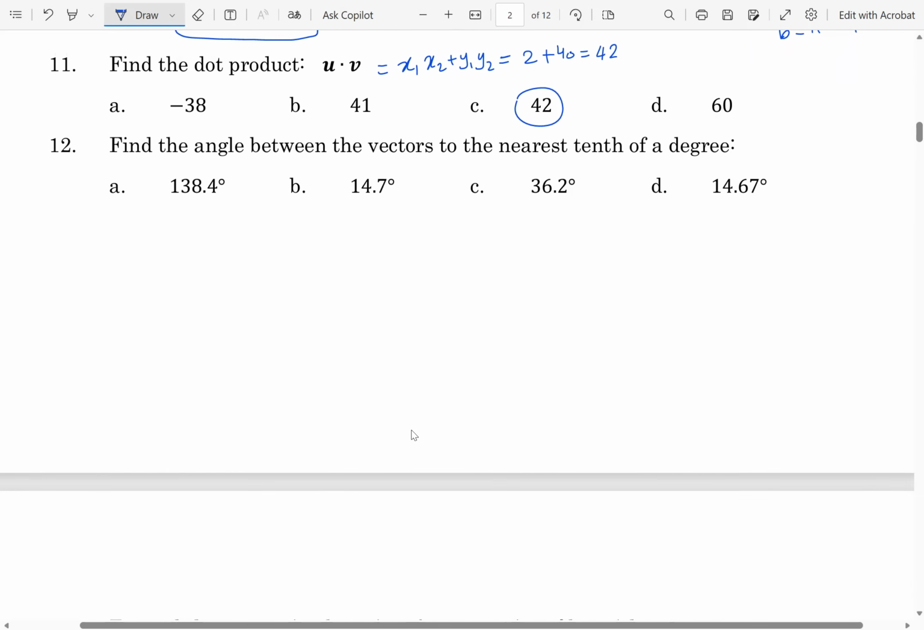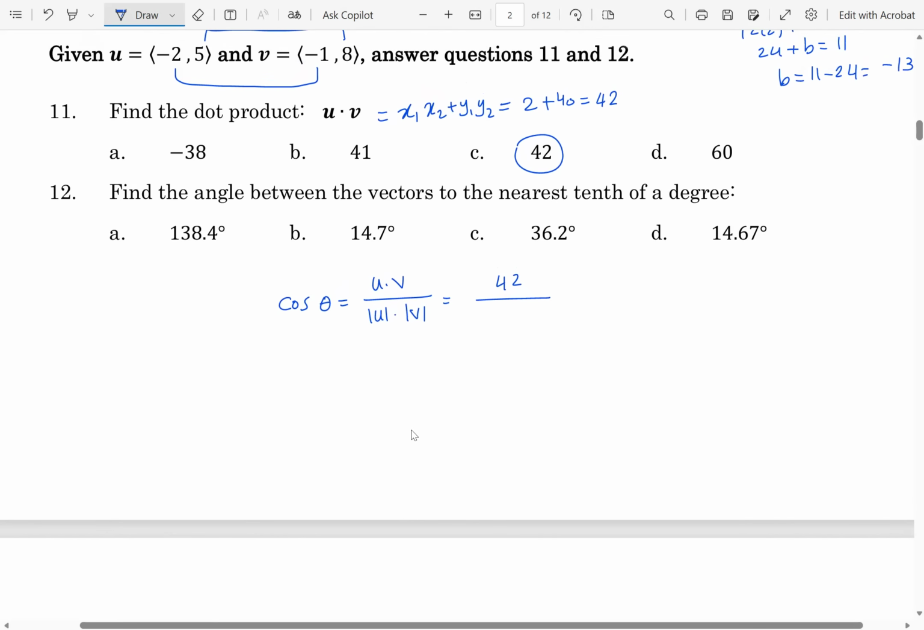Find the angle between two vectors to the nearest degree. I have a formula for the angle of two vectors that tells us that cosine theta, the angle between two vectors, is simply u dot v over norm u times norm v. The dot product of the two vectors, we already did it, 42, over the norm. The norm of the vector is just the magnitude. Square root of 2 squared is 4, plus 5 squared 25, plus the square root of the other vector, negative 1 squared is 1, plus 8 squared equals 64.